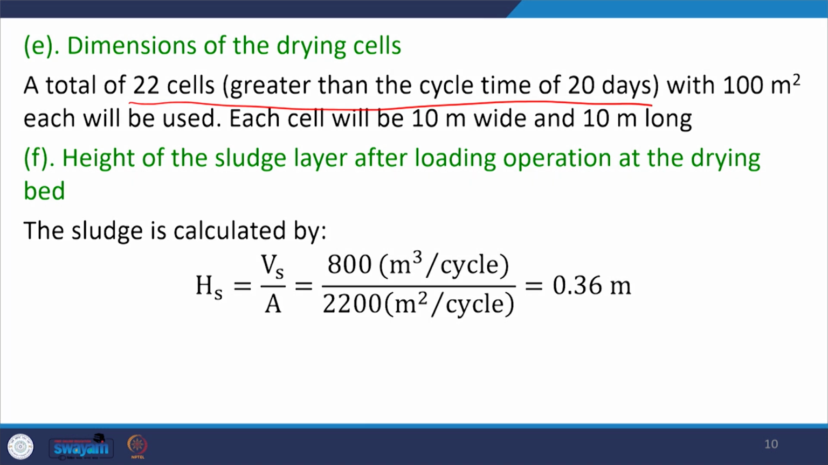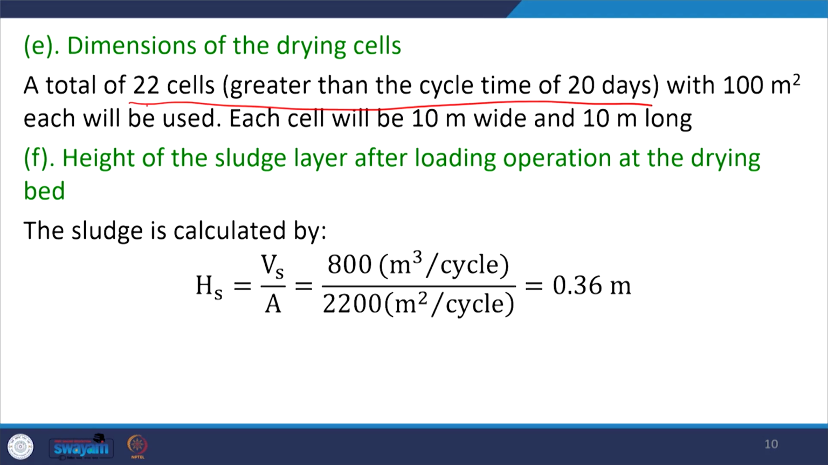So, we have like 2 extra cells which are available for us for better operation, for extra sludge in a way. And if the cleaning is delayed, then also we can manage it. Okay. So, 22 cells greater than the cycle time of 20 days, with each 100 meter square, will be used. Because it is 100 meter square, we can take 10 meter wide and 10 meter long. So, that will be good enough as a drying cell.